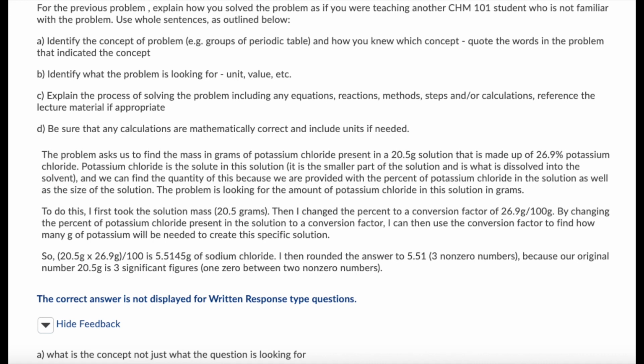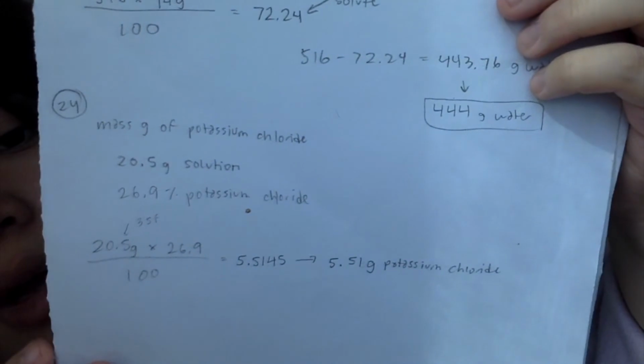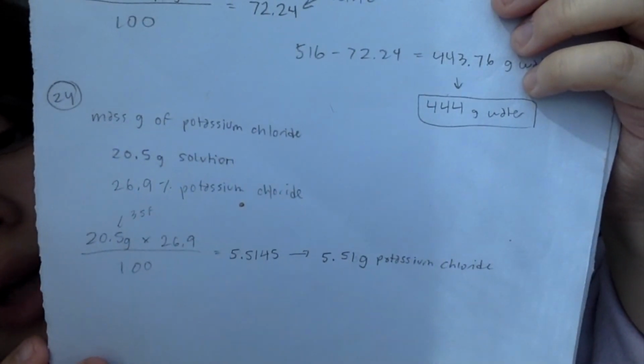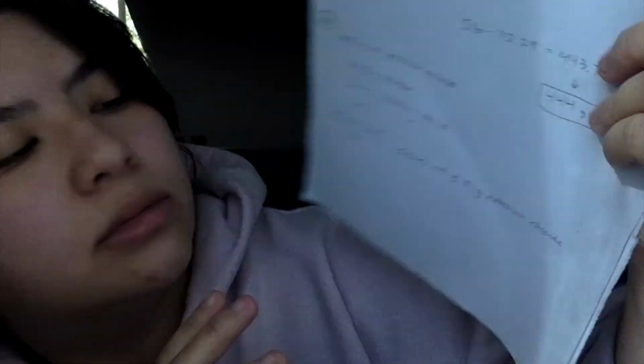So we start with the solution mass, which is 20.5 grams, and then change the percent that we're given to a conversion factor of 26.9 grams in 100 grams. By doing this, we can change the percent present in the solution to a conversion factor. Then I used the conversion factor to find how many grams of potassium chloride are needed to create the specific solution. So 20.5 times 26.9 over 100 equals 5.5145. I can't read it. And I then rounded it to 5.51 grams of potassium chloride.